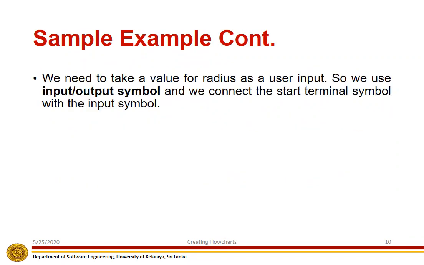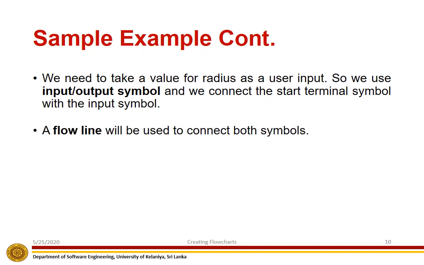Then we need to take the input from the user, the value for radius. So we use the input output symbol, the parallelogram, and it connects to the start symbol. For connecting, we are using the flow line, or we can say an arrow. In the diagram in the slide, you can see the arrow starting from the bottom of the start symbol and connecting to the input symbol. Here I have the input as read R, meaning read or get the radius from the user.